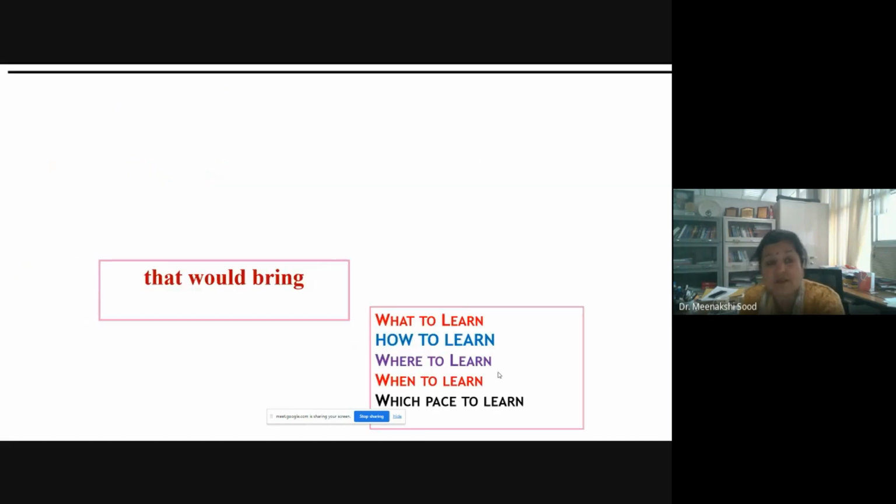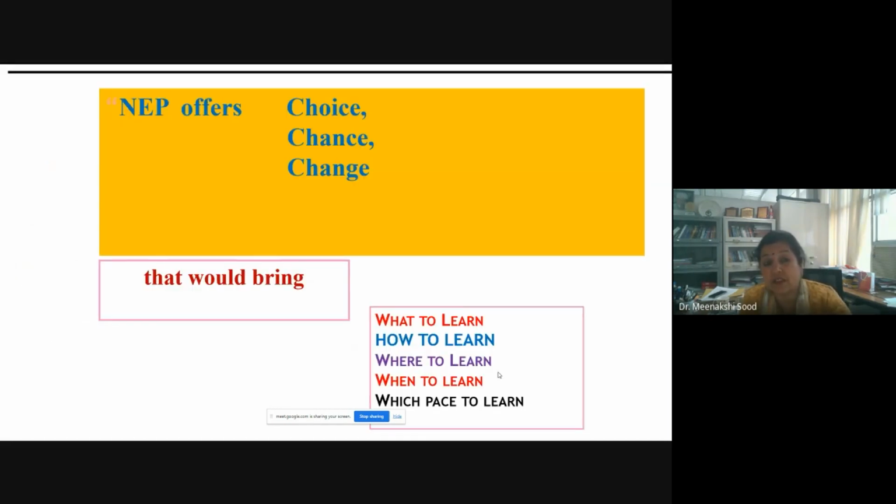So this changes the NEP wants to bring. NEP offers choice and chance to change, right? So not only choice of what to study, but also gives a chance to change what he wants to study, when he wants to study. So it means total flexibility. What to learn, how to learn, where to learn, when to learn, and even the pace to learn.